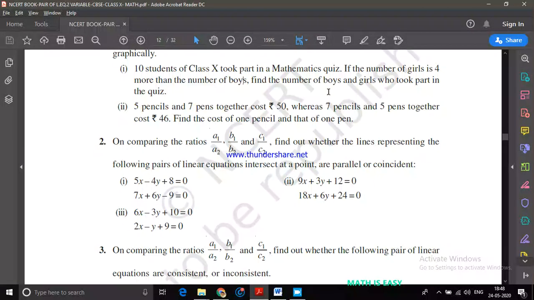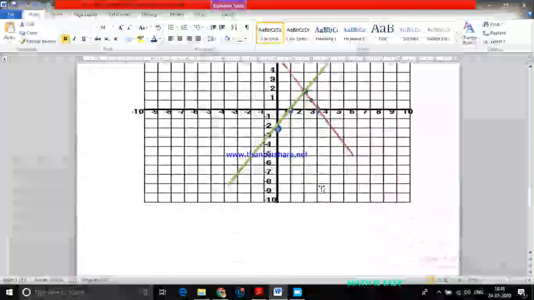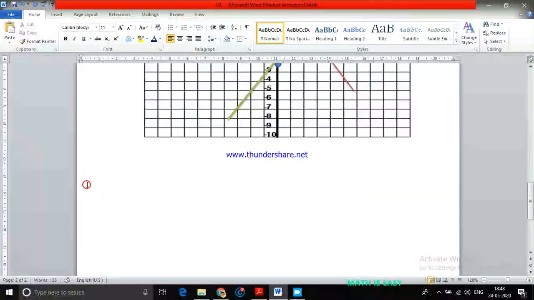So generally you take the number of boys equals x and the number of girls equals y. They said 10 students of class 10 took part in the mathematics quiz, so that means the total number of boys and girls is 10. Hence you can write the first equation as x plus y equals 10. Total number of boys and girls will be equal to 10.